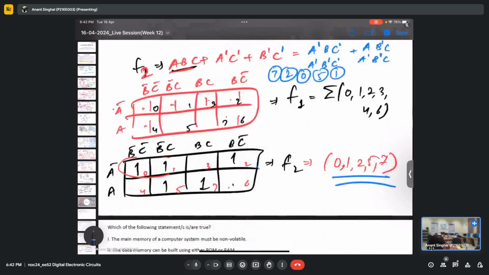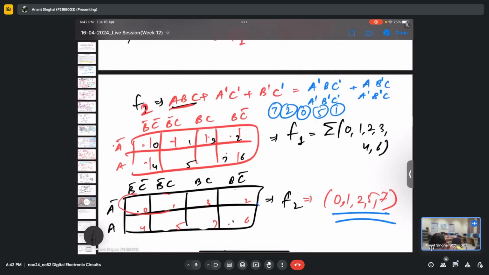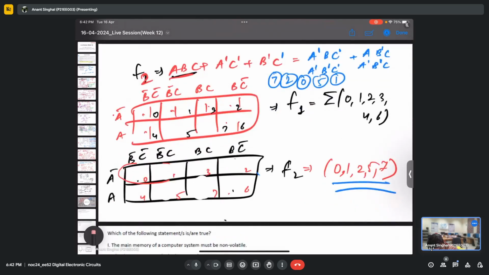So I'm writing it again now. So it is ABC, which is this. Then we have A complement, C complement, which is this, and we have B complement, C complement. So these are the four terms that we are having. So 0, 2, 4, 7.